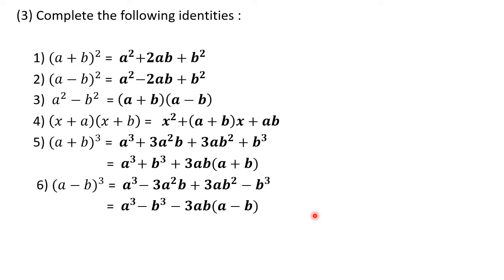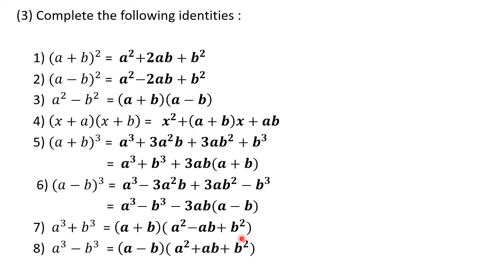And the next one, seventh one, a cube plus b cube. See, these two are different, I told you previously also. The expansion for a cube plus b cube is a plus b in one bracket, and in the second bracket a square minus ab plus b square.